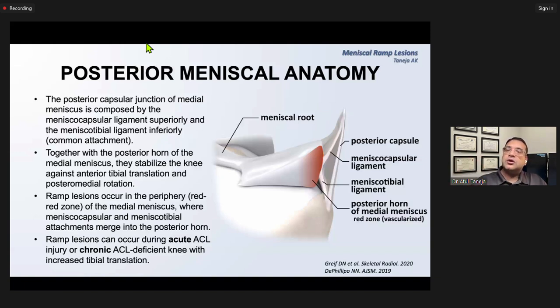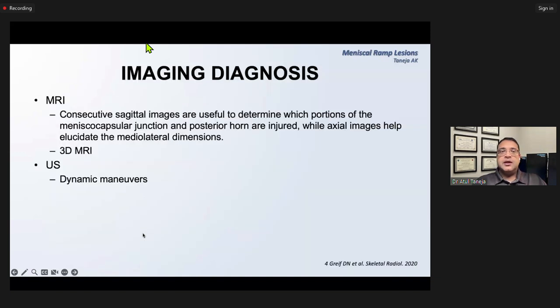That's very important to know because sometimes in the acute MRI, we won't be able to see it, we just see edema. But after the edema has resolved, months or years later, and the ACL tear is still there, you go back and check, you see the ramp lesion. So also in chronic ACL deficient knees.